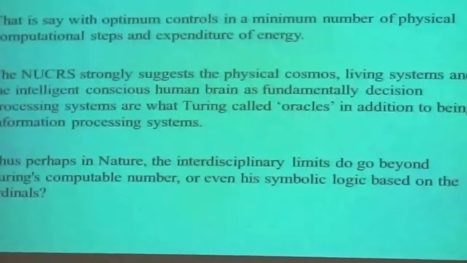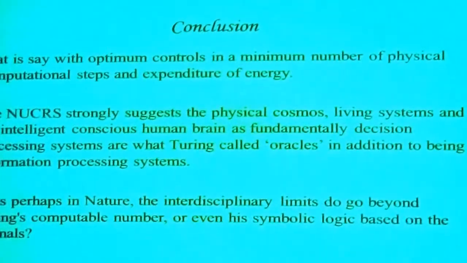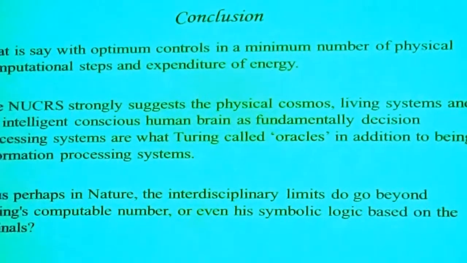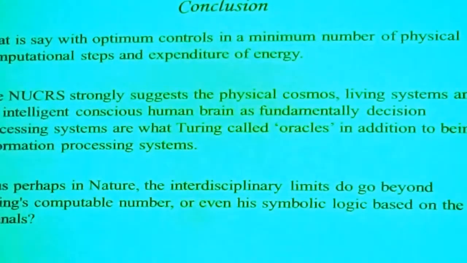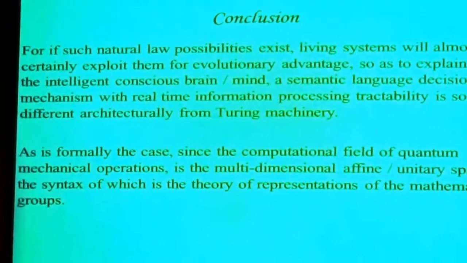It suggests that the physical cosmos and everything else are what Turing called oracles, in addition to being information processing systems. So perhaps in nature, the interdisciplinary do go beyond Turing's computable numbers.